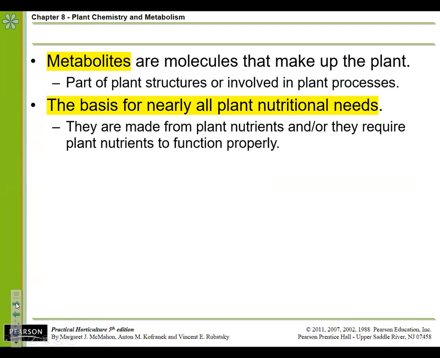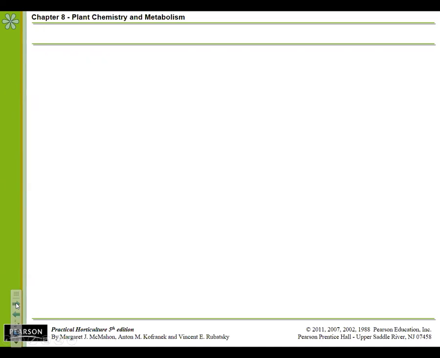And these metabolites are basically the basis of most plant nutritional needs, because nitrogen, for instance, the nutrient that is in the greatest need, is involved in a variety of these processes, including in the production of chlorophyll. So if the metabolite requires the atom in the molecule, then we're going to need to supply it in some form of plant nutrition.